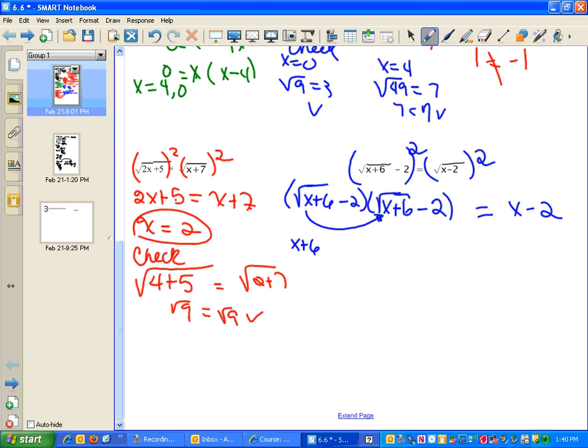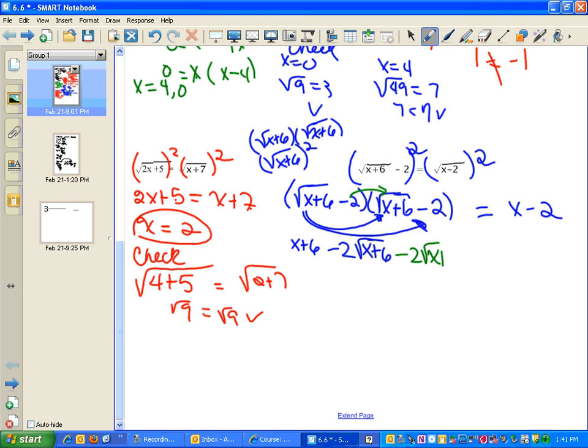We're foiling. First, inner, outer, last. Because the square root of x plus 6 times the square root of x plus 6 is the square root of x plus 6 quantity squared. And so the square root of something squared is just what's underneath there. Right? Now, when I take the square root of x plus 6 times the negative 2, what do I get? Root x plus 6, right? And then I do the negative 2 times the square root of x plus 6, and I get again what?